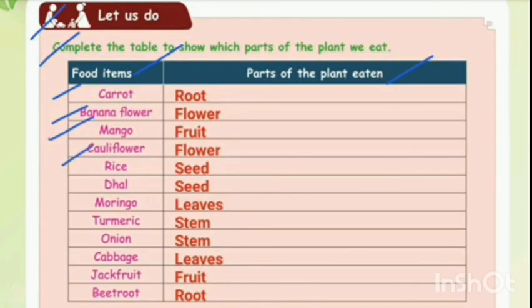Let us do. Complete the table to show which part of the plant we eat. The tabular column: food items, parts of the plant eaten. Carrot, root. Banana flower. Mango, fruit. Cauliflower, flower. Rice, seed. Dal, seed. Mango, leaves. Turmeric, stem. Onion, stem. Cabbage, leaves. Jackfruit, fruit. Beetroot, root.